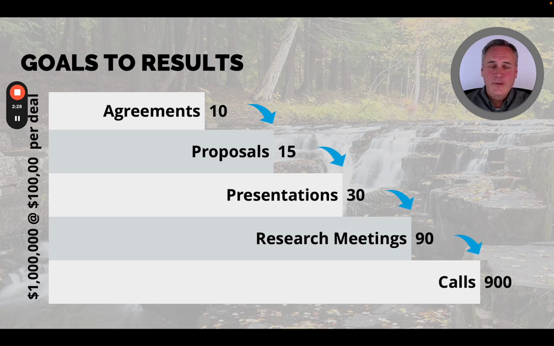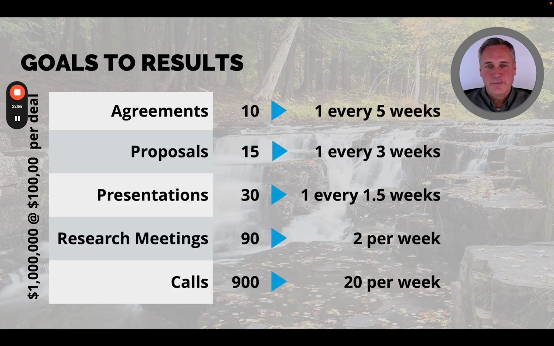With your annual activity targets put into place, you simply need to divide those numbers by the number of weeks that you intend to work in the year. So those 10 agreements that you need to sign, you probably need to sign one about every 5 weeks. To reach 15 proposals for the year, you probably need to submit one every 3 weeks.